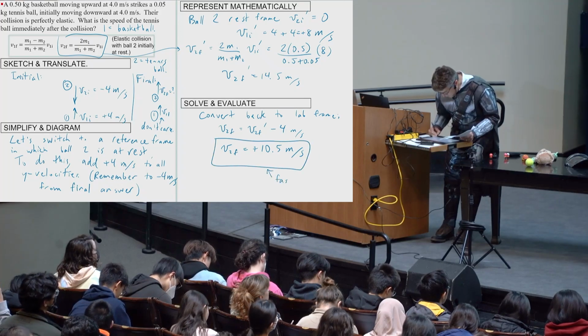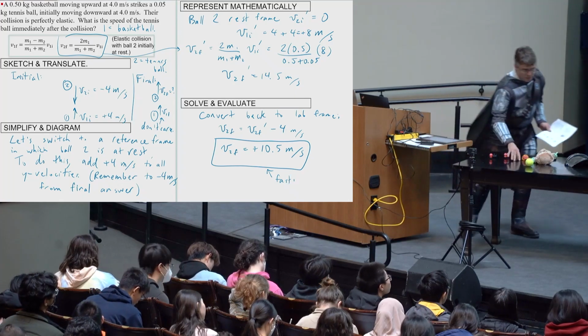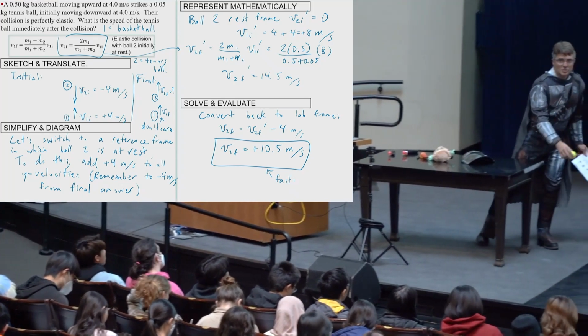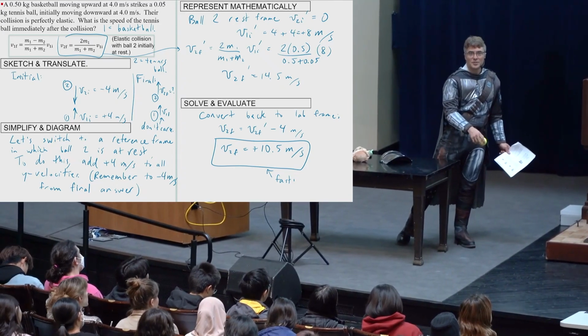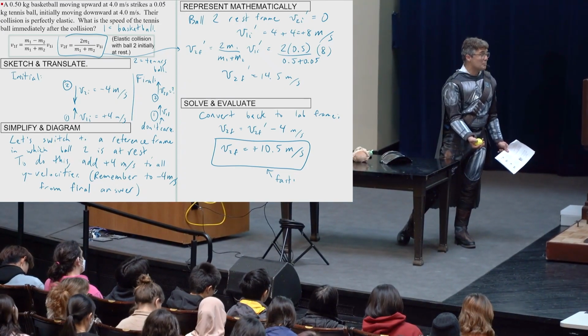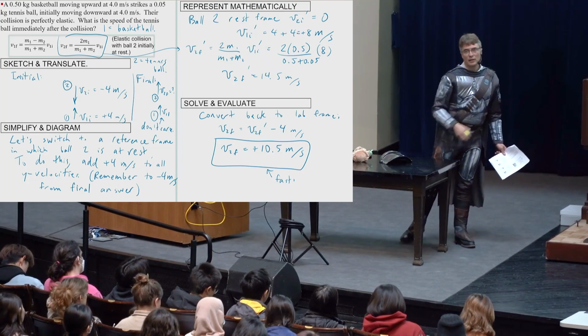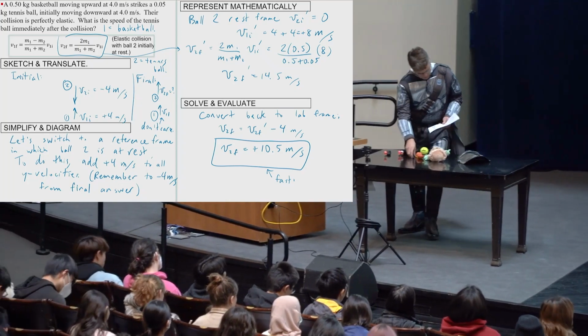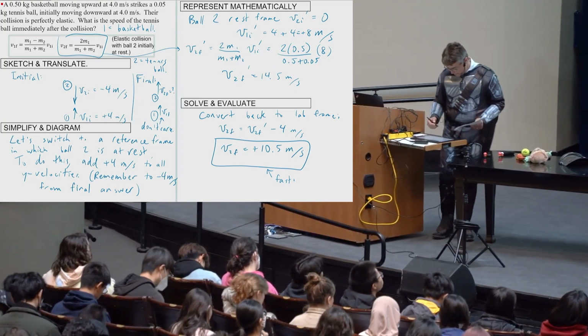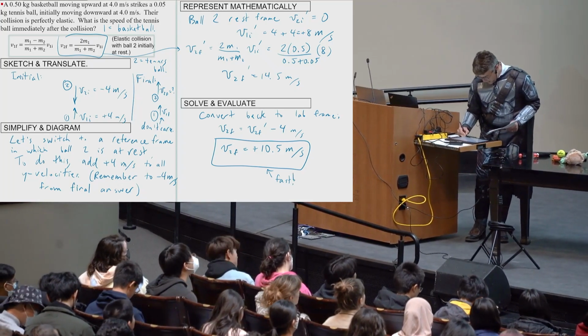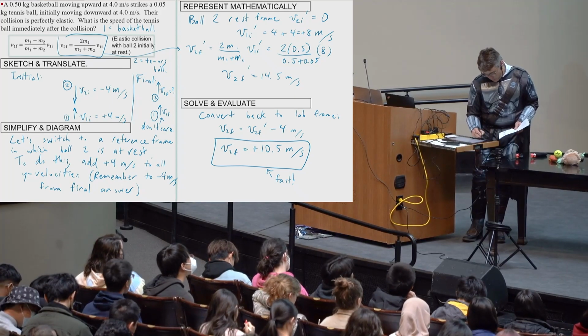So if you just look at it from the tennis ball's point of view, it goes down just before it hits the ground. It's going down with 4 meters per second. After the collision, it's going up with 10.5 meters per second in the lab frame. So that's why it goes way, way up, higher than where I dropped it from. Sort of faster than you would expect, which is why this is a kind of a cool party trick to do.